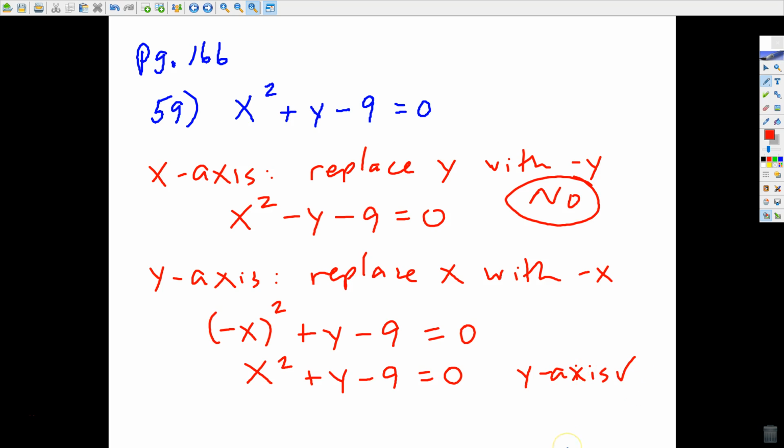I'll just put a check mark. Y-axis checks. Didn't have x-axis, I do have y-axis. So to test for origin symmetry, I do both.